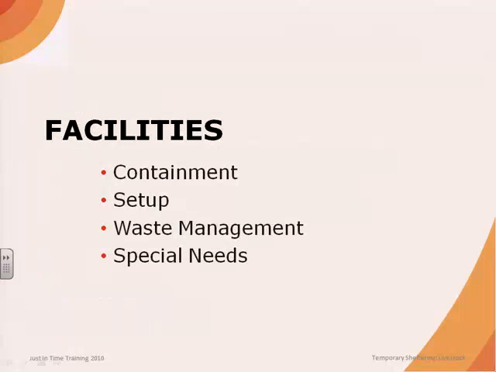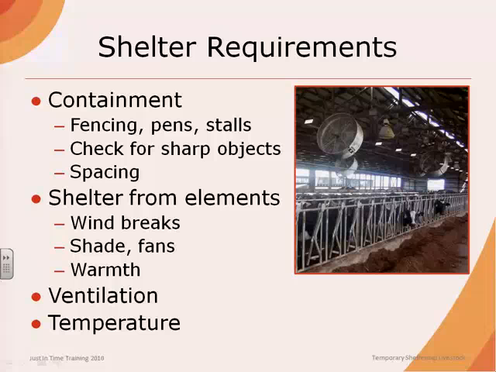weeks. When selecting a location for temporary sheltering of livestock, there are several factors to consider. These include methods of containment, facility setup, waste management, and addressing any special needs housed animals will have. The first factor is determining how the animals will be contained at the location. This may involve the setup and use of fencing, pens, or stalls. The devices must be sturdy enough to prevent escape. Electric fencing should be avoided if possible.